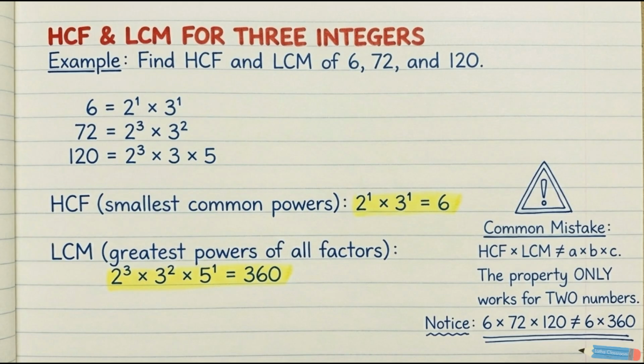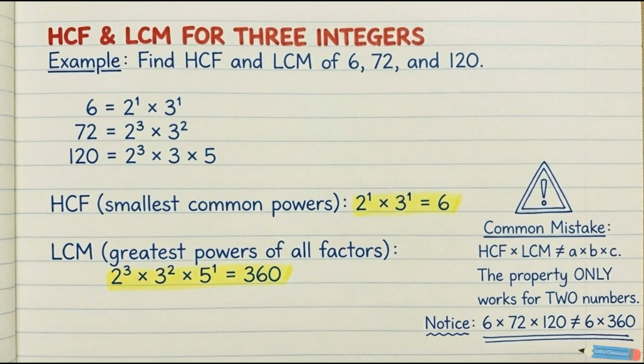Next, HCF and LCM for 3 integers. Example, find HCF and LCM of 6, 72 and 120. 6 equals 2 power 1 into 3 power 1. 72 equals 2 cubed into 3 square. 120 equals 2 cubed into 3 into 5. HCF, smallest common powers, that is equal to 2 power 1 into 3 power 1, that is equal to 6. LCM, greatest powers of all factors. 2 cubed into 3 square into 5 power 1, which is 360.